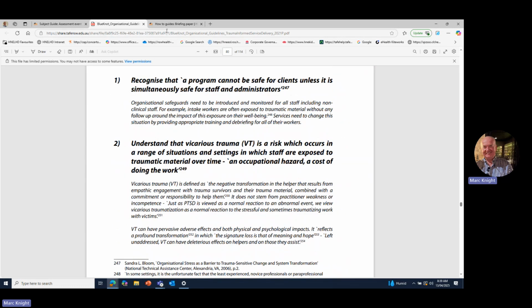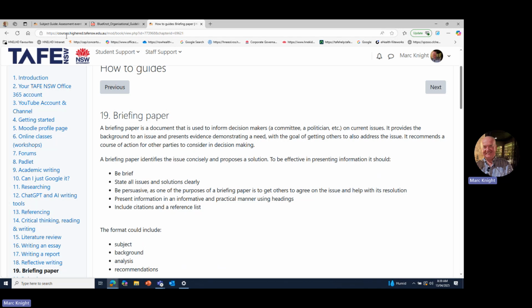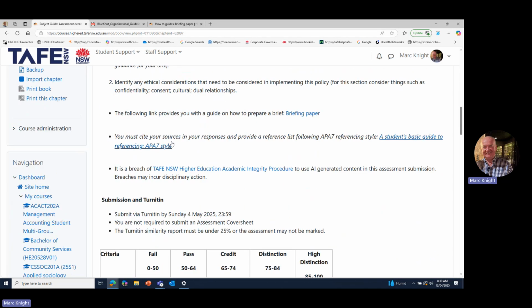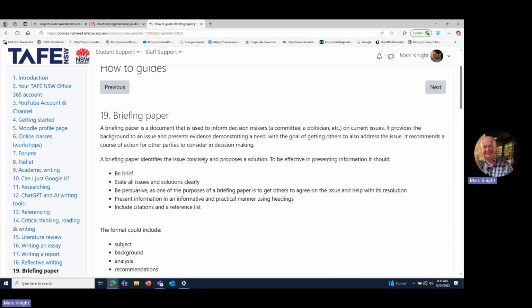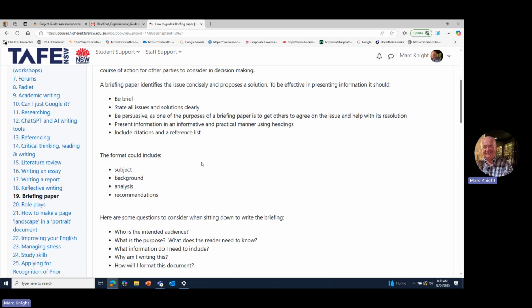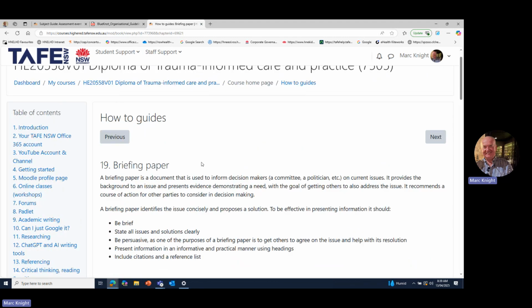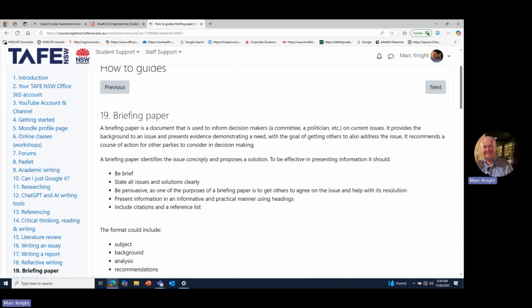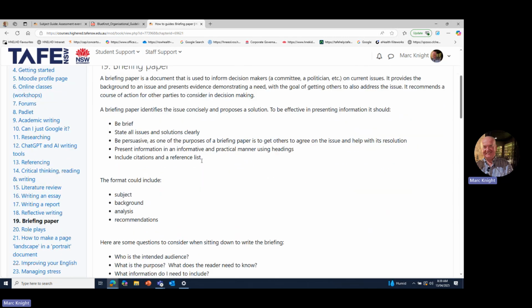Now, the other thing is how do I write a brief? So we have a link to our how-to guides, and this gives you an idea of a briefing paper. It explains what a briefing paper is, and it talks about your format. Your format could include, so it could be like that.